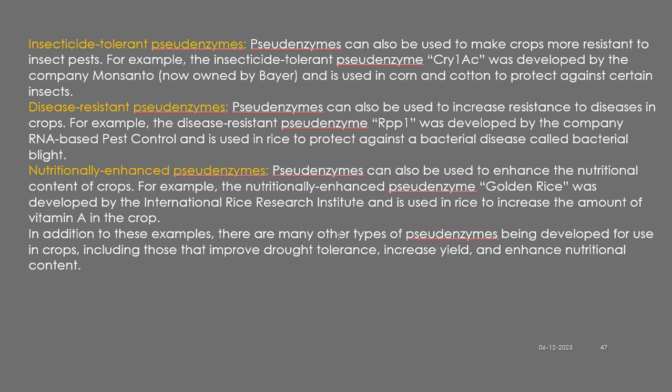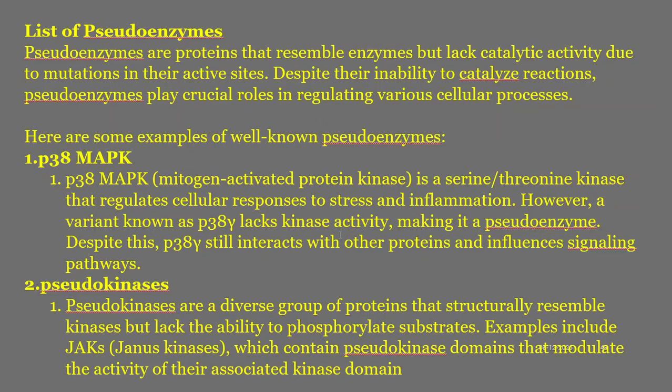bollworm. Another pseudoenzyme is RPP1, which gives disease resistance and is also a vector used in rice. Similarly there is golden rice. You can say that the pseudoenzyme is a gene which is inserted for improvement of a certain crop. Golden rice improves tolerance and increases crop yield. That is one example. Now I am giving you a key point of biochemistry, molecular biology and biotechnology.